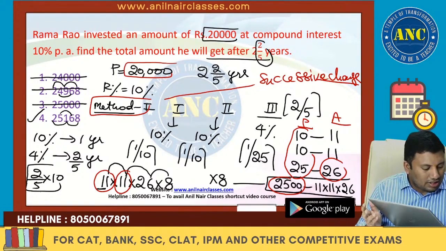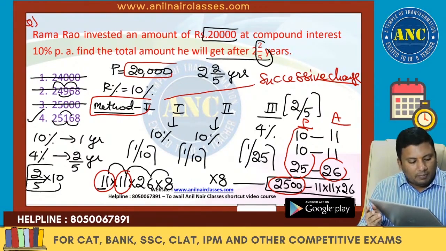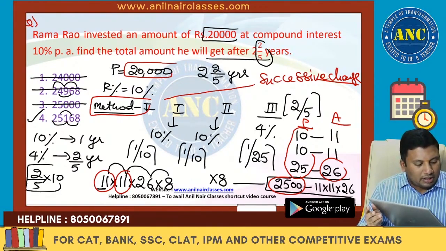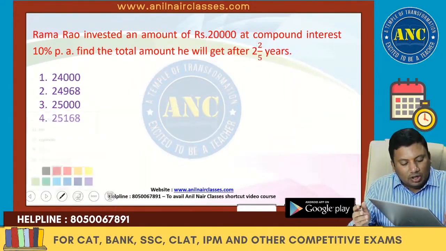Next question. It is clear. Next one. Method number 2. Can I use method number 2? Method number 2 is also an alternative method. That also we will use.